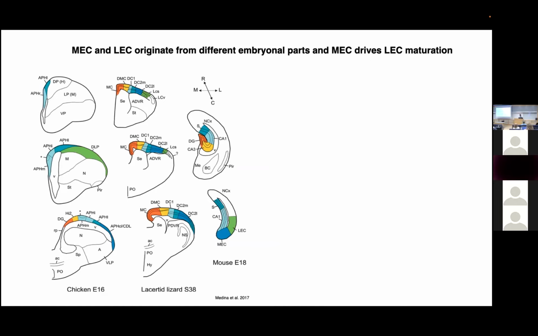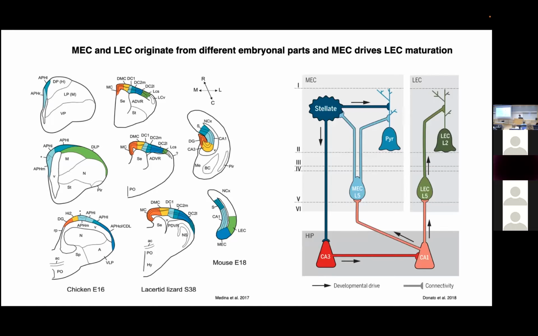When it comes to the medial entorhinal cortex and lateral entorhinal cortex, they seem to originate from 2 different, very distinct embryonic parts. The medial entorhinal cortex seems to originate from the medial pallium, which is related more to the hippocampal formation, while the lateral entorhinal cortex seems to derive rather from the dorsolateral pallium, which is more of a neocortical structure. That is very interesting because they look so similar, but actually have distinct origins.